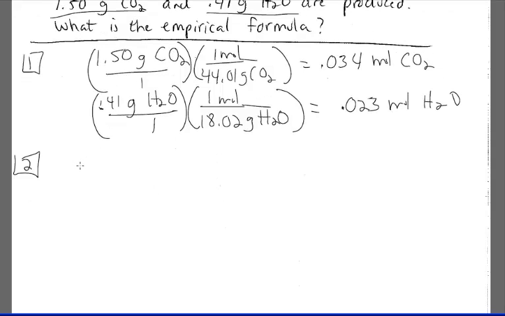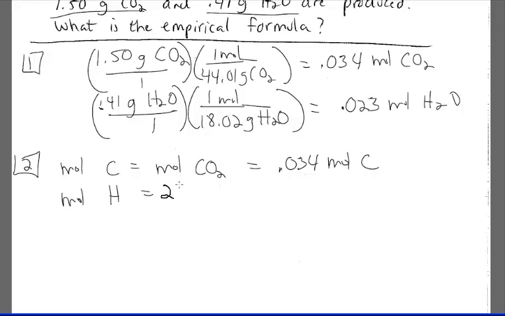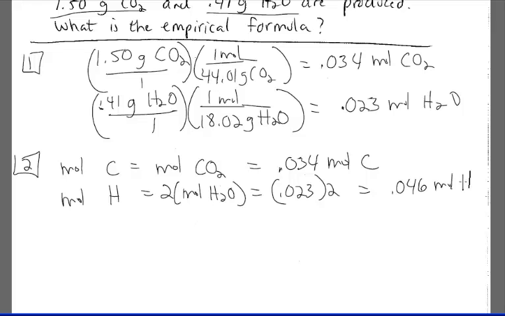And for carbon, it's exactly the same. Moles of C equals moles of CO2 equals 0.034 moles of C. All right, moles of H, hydrogen, equals 2 times the moles of H2O. So it equals 0.023 times 2, or 0.046 moles of H. And again, if we only had carbon and hydrogen in our formula, we'd be done.